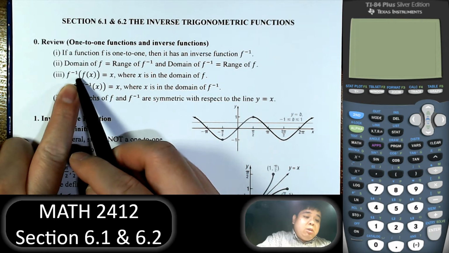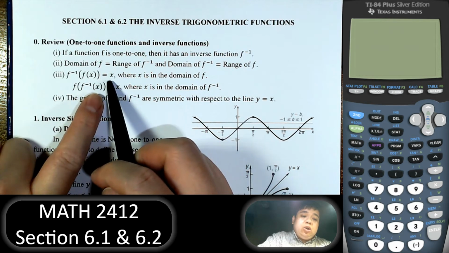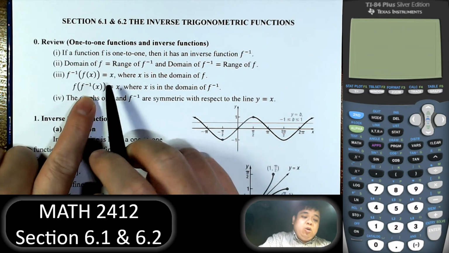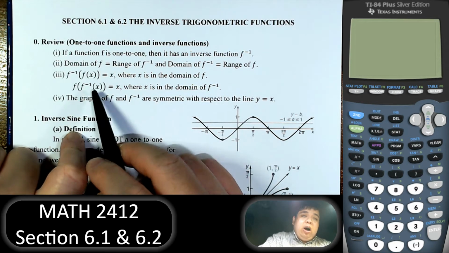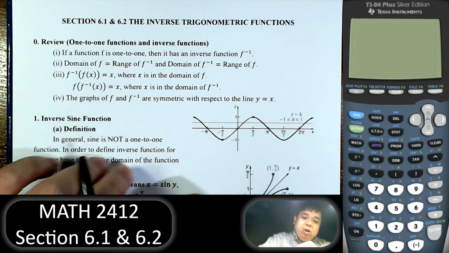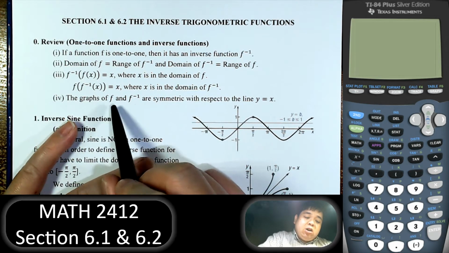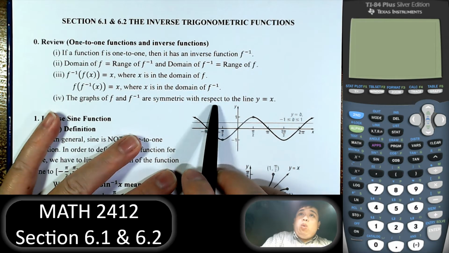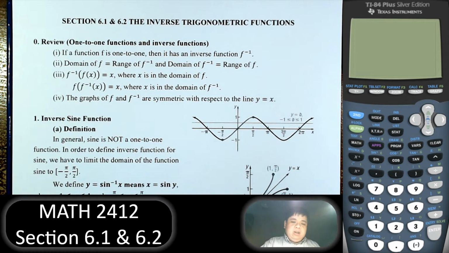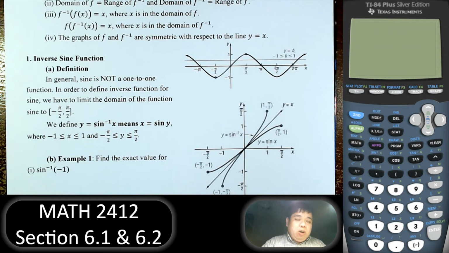And the composition of the function and the inverse is equal to x, where x is in the domain of the function and of the inverse, respectively. The graph of the function and its inverse are symmetric with respect to the line y equals x. Right, so that's what we have about inverses. Now, we go to trigonometric functions.